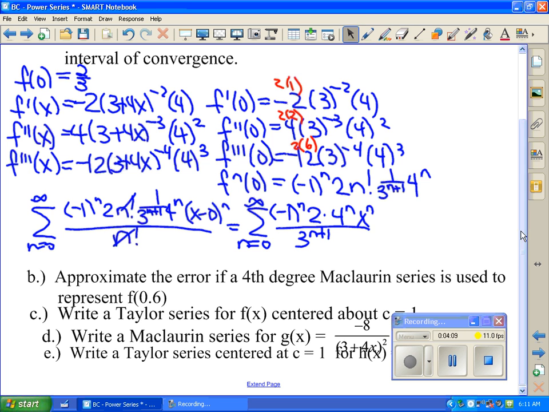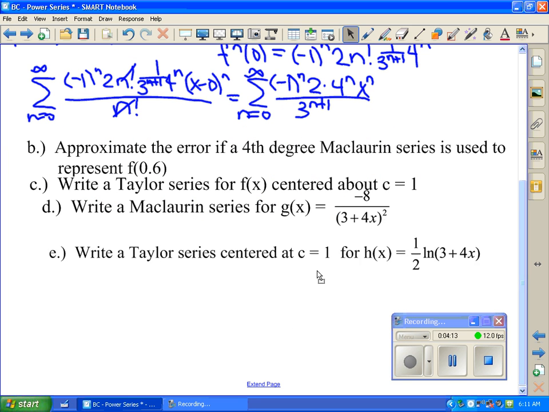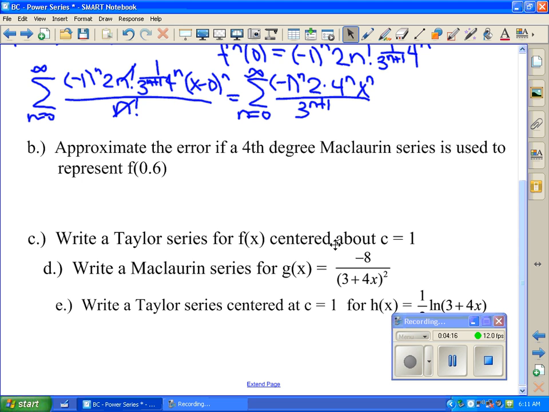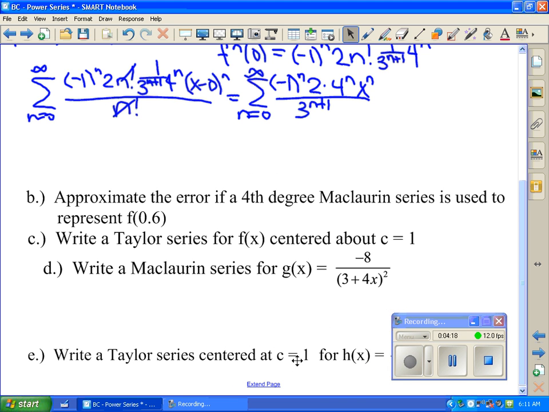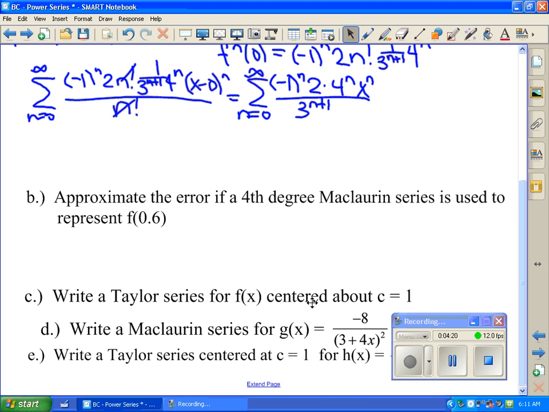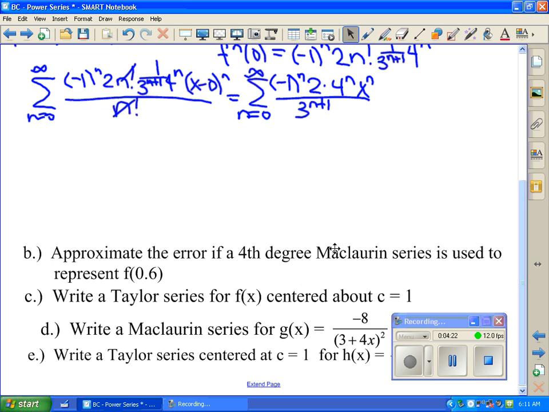Now, that's obviously the very long way to do it, because I also showed you another way to set this up using geometric series. But I wanted to show you that both ways give you the same answer. So, going back to my original problem, it was f of x equals 2 over 3 plus 4x, and I want this to be centered at 0.